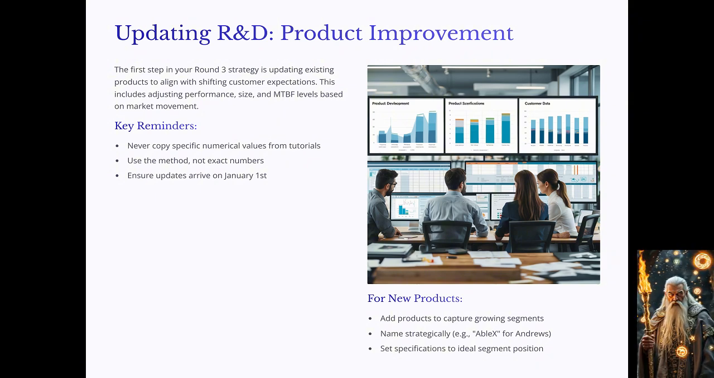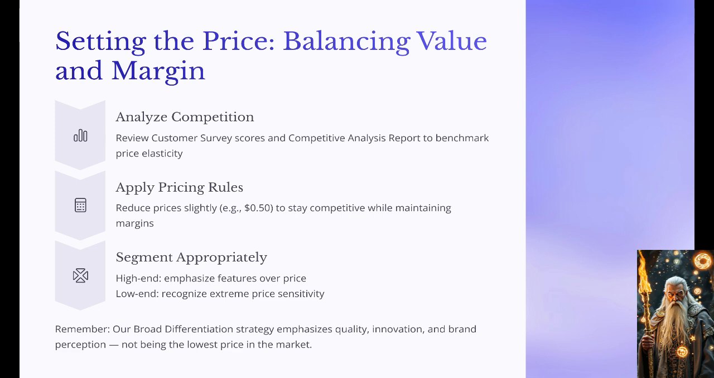Part 3. Setting the price, balancing value and margin. Now that your products are updated, let's talk about pricing. Rule of thumb: reduce prices slightly, for example, 50 cents, to stay competitive, especially if the customer survey scores show competitors are undercutting your pricing.